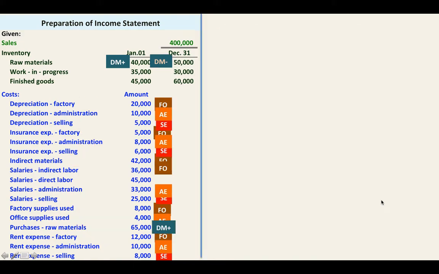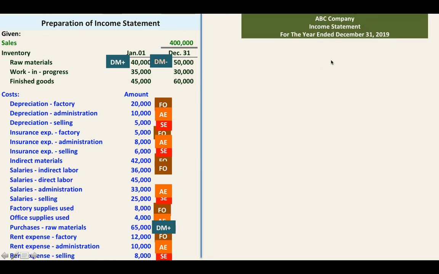And now we can prepare our income statement. So here this is our heading, and of course the first account in our income statement is sales. So here is the information about sales of 400,000. And then we have to deduct the cost of goods sold. And in computing the cost of goods sold, the first thing that we have to put is the inventory of finished goods beginning. And here we have to look at the inventory data. The beginning for finished goods is 45,000. So we will write here the 45,000.